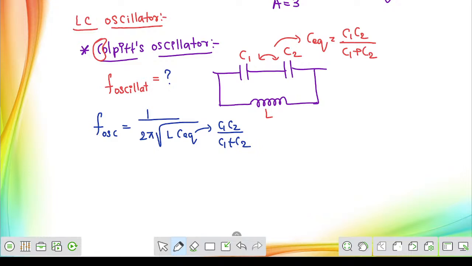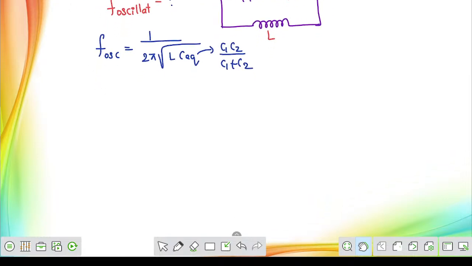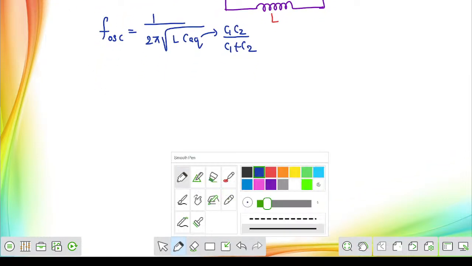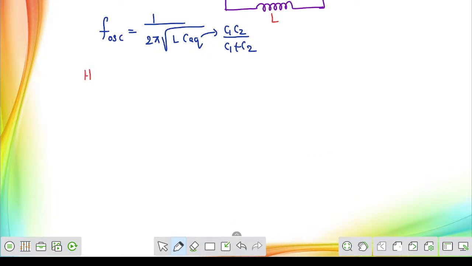Okay, next another most important type, that is the Hartley oscillator. Let us go to the next type of oscillator. Under LC oscillators, the first one is the Colpitt oscillator and the second one is the Hartley oscillator. That is also most important. Questions will be framed from any of these. For the Hartley oscillator, the repeatedly asked question is the frequency of oscillation only. How to calculate this, sir?